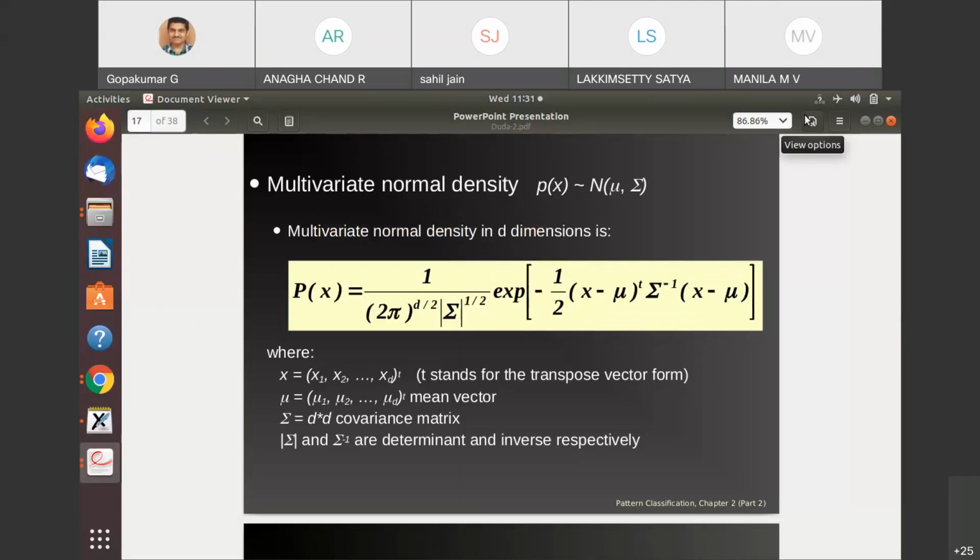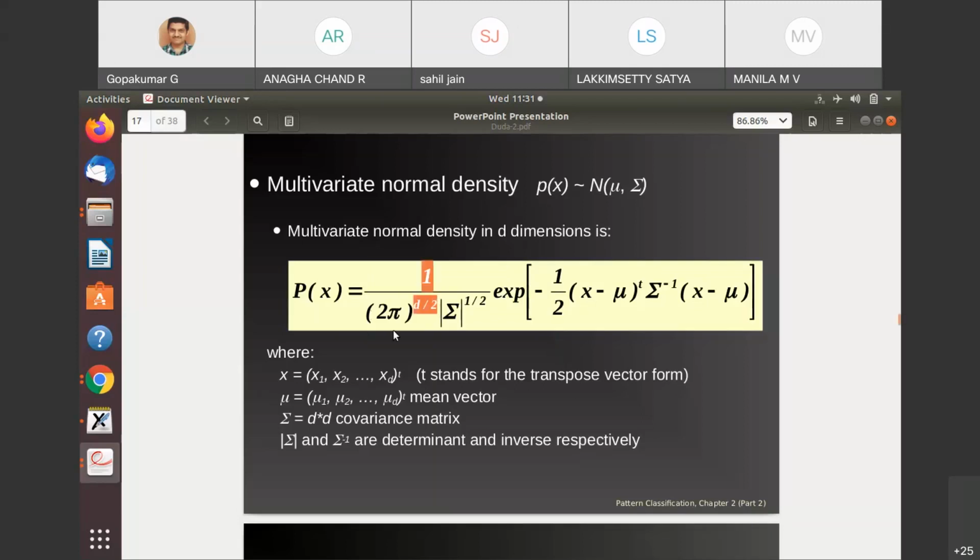But this is the equation, because we have to see how we can represent the data with the normal density as a probability distribution. Then we can see how to make use of this probability distribution for decision making. That is our interest.